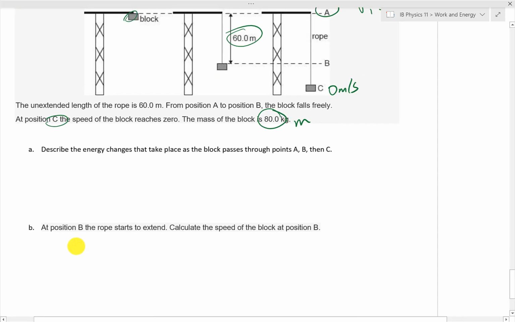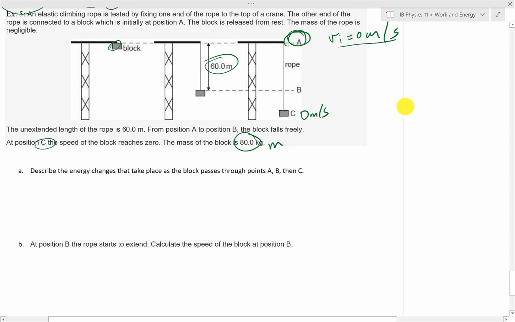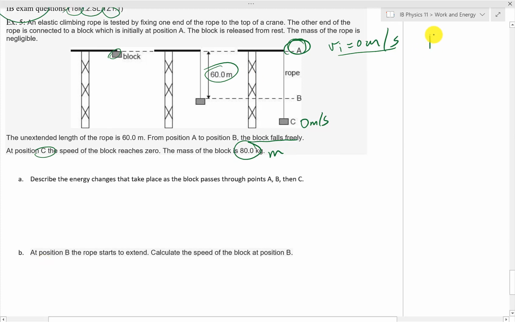So starting at A, we have no kinetic energy. We know we don't have any elastic potential energy from this rope because it's not being stretched, since this block is falling freely without doing anything to the climbing rope. So at A, we only have gravitational potential energy, which I'm going to label as EPG, and then I'm going to put here max.